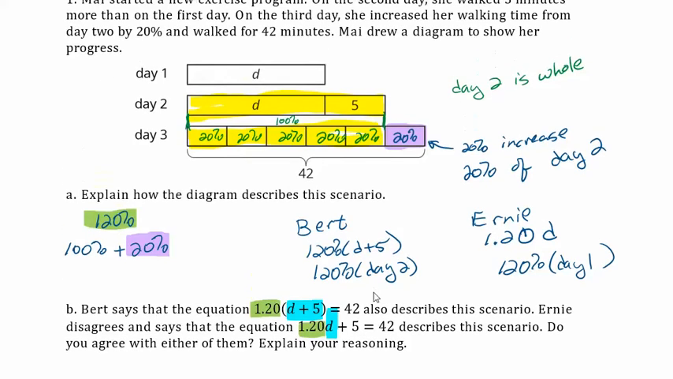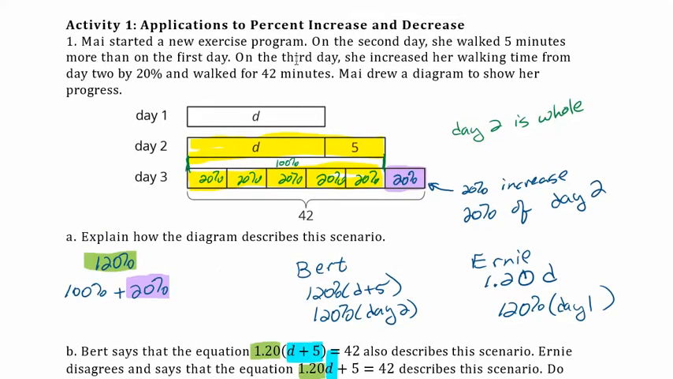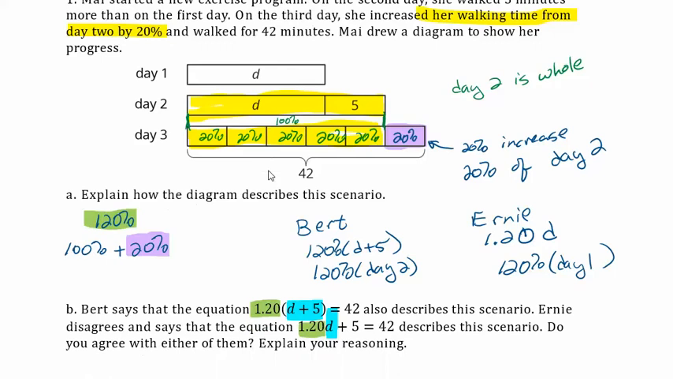That's really the question. Let's go back up and read here. On the third day, she increased her walking time from day 2 by 20%. From day 2. Increased her walking time from day 2 by 20%. So that means we want to increase whatever day 2 was by 20%. And we can see that in the diagram here because this length is day 2, and we've split this length into 5 pieces. So this 20% that is added on is 1/5 of day 2. It's not 1/5 of day 1. It's 20% of day 2. It's not 20% of day 1.